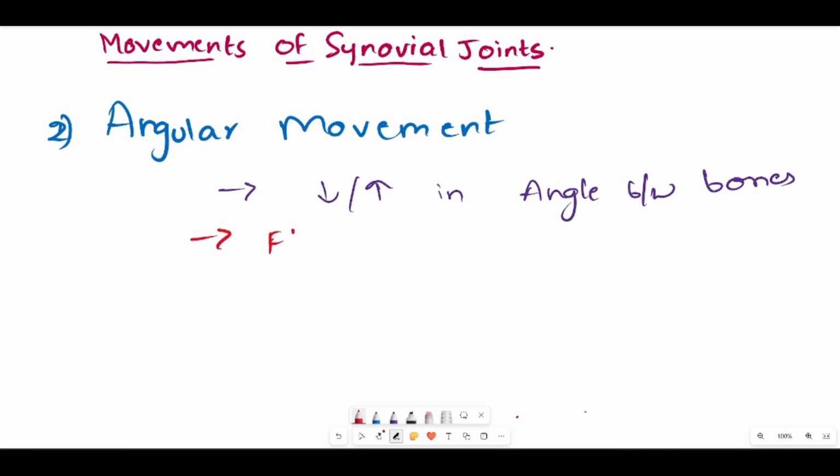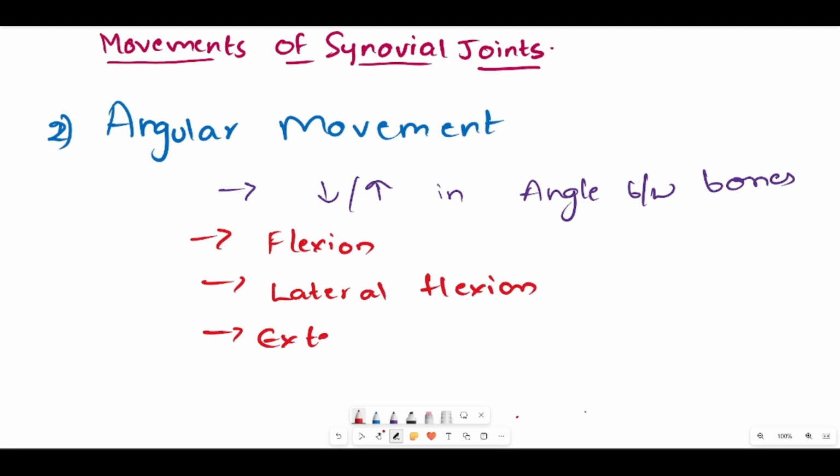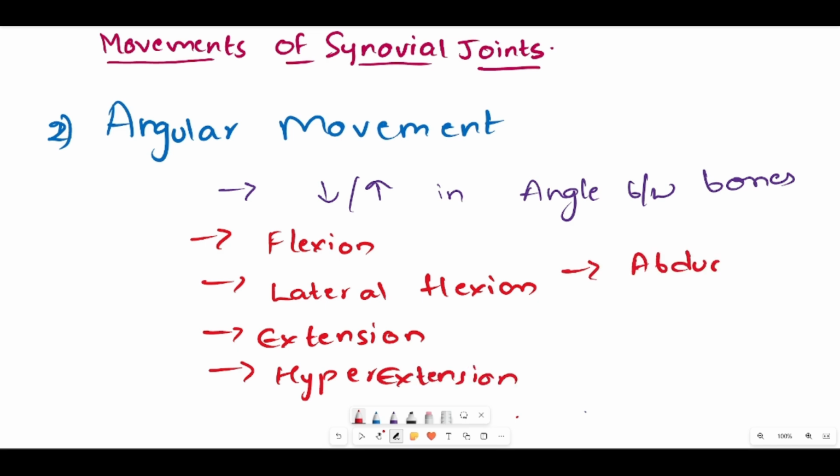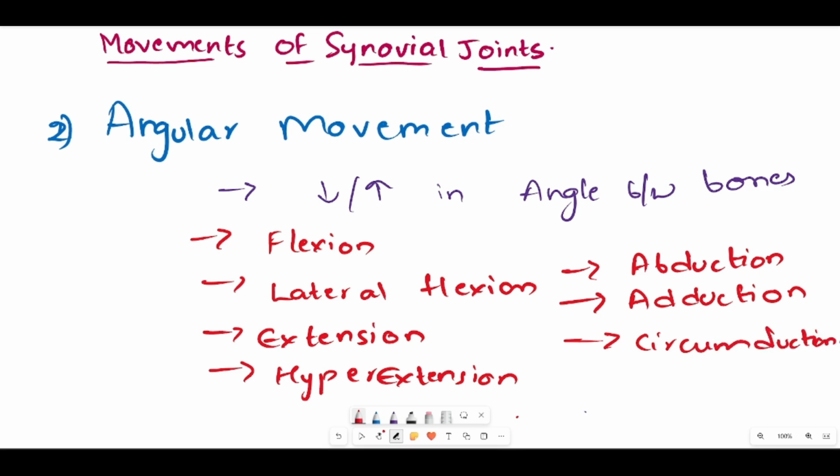The first one is flexion. The second one is lateral flexion. The third one is extension. The fourth one is hyperextension. The fifth one is abduction, the sixth one is adduction, and the seventh one is circumduction.